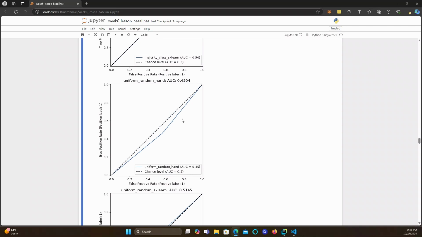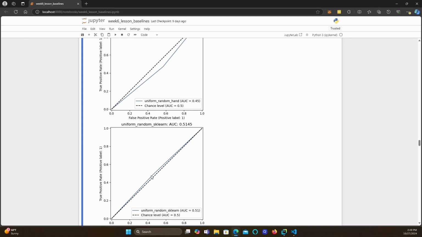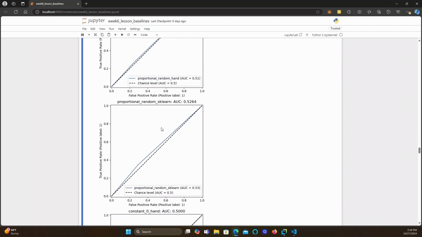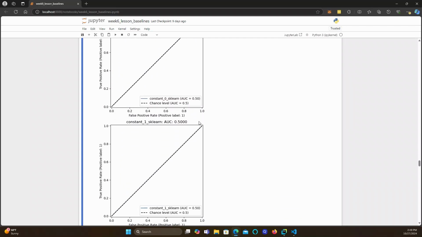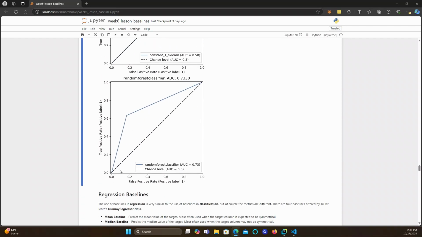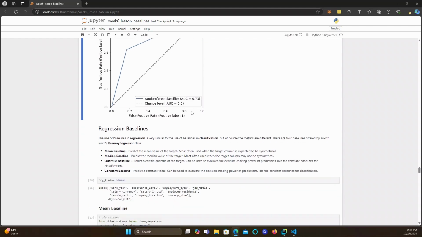This is kind of like random guessing. This is worse than just doing something at random. And here, we're getting slightly better. But none of these baselines are really outperforming that straight dashed line. But the random forest clearly is. Its line is way out here, way off of the dashed line. So that tells us, once again, that the random forest classifier is better than any of our baselines.